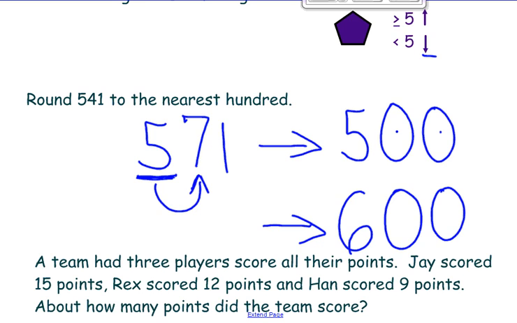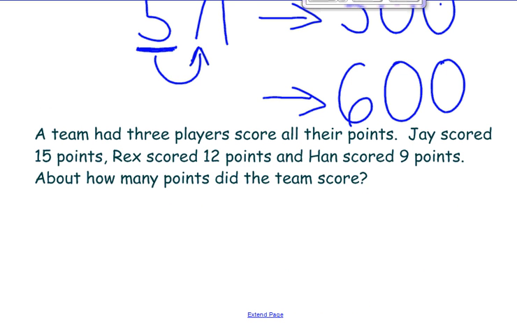All right. Now we can apply this to word problems also. It says a team had 3 players score all their points. Jay scored 15 points, Rex scored 12 points, and Han scored 9 points. About how many points did the team score? And so we're going to use this to make some good estimations. And it looks like we should be rounding to the nearest tens place to get this right. So if we start with 15, we want to round to the nearest tens. So we found our tens place. We're going to look back. It's 5. And so our estimate is going to round up to 20.